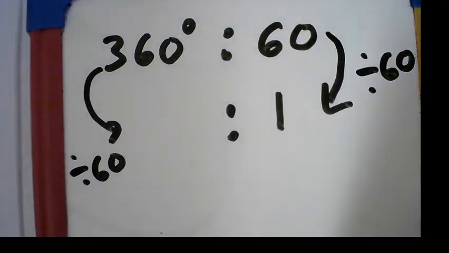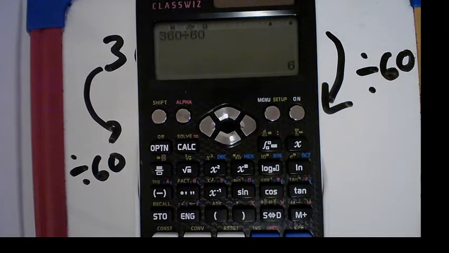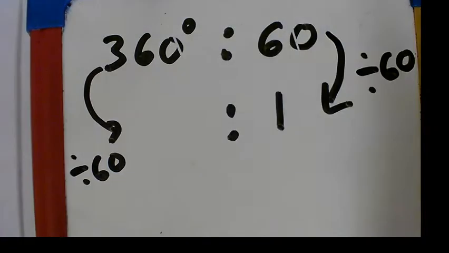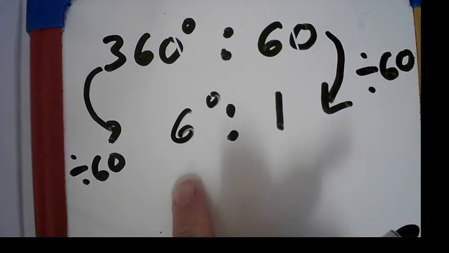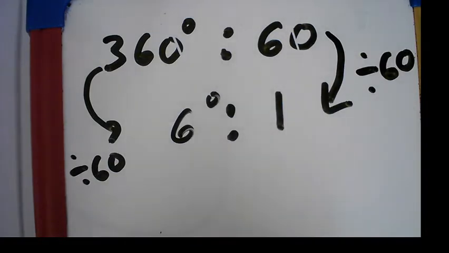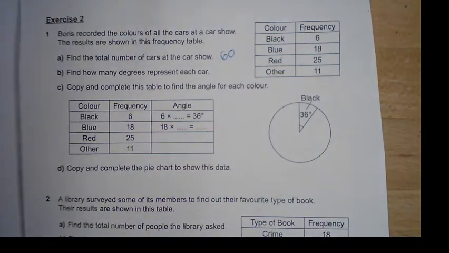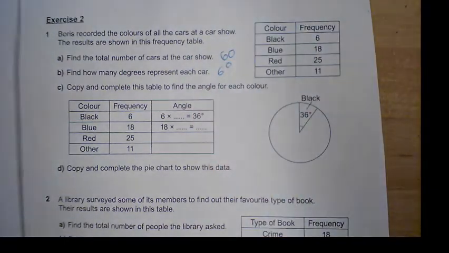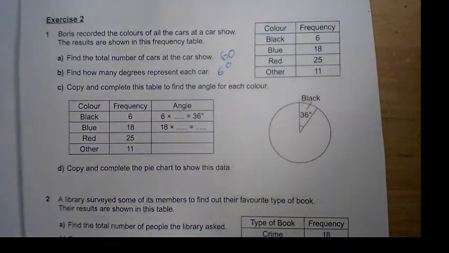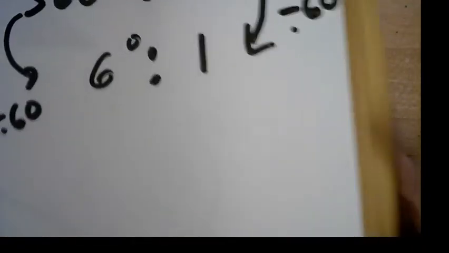So I'm going to be lazy now. I could do this without a calculator, but let's do it with a calculator. 360 divided by 60 gives me 6. That tells me each car is worth 6 degrees. So if I go back to my question where it says how many degrees represent each car, the answer is 6 degrees. Now they've started the table for me, but I'm going to block it out because I want to show you how to do this if you don't have the table.